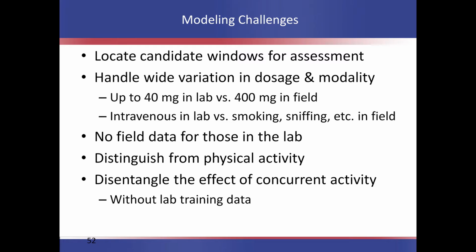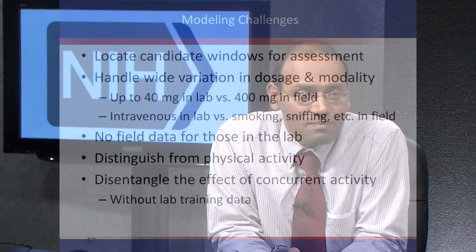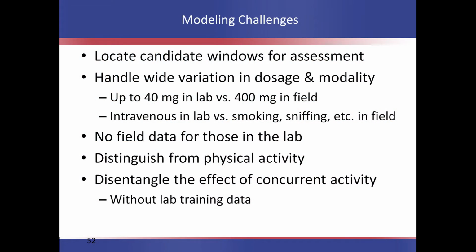Then there is wide variation in the dosage and modality of administration, and the model should be impervious or tolerant to this variation in the doses. We administer up to 40 mg in the lab, and what people report in the field is 400 mg, right? So we have never seen this kind of dosage in the lab setting. And in the lab, what we had was mostly IV, and what people report from the field are smoking, sniffing, digestion, all various kinds of modalities.